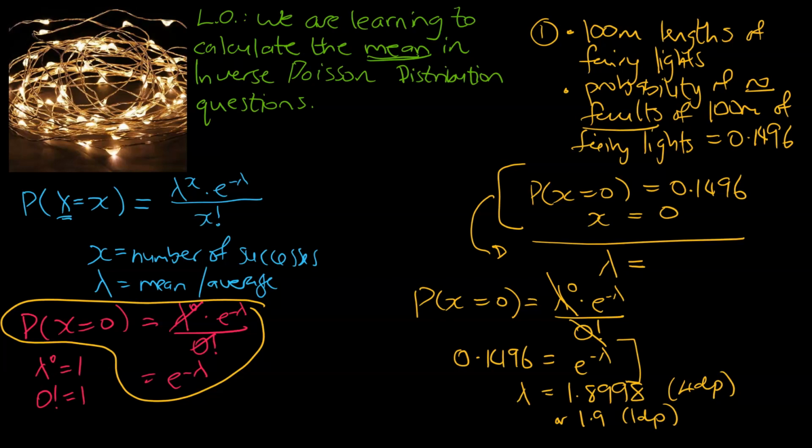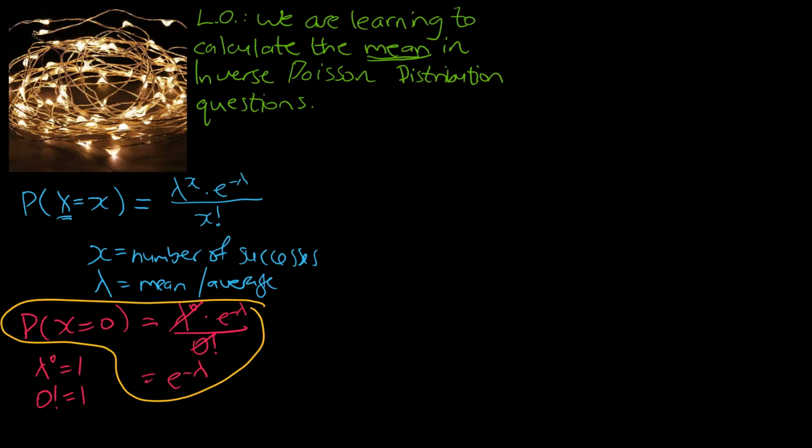So if you haven't got that example down, please do. I'm going to pause the video. I'm going to clear our working and we're going to get into our second example in relation to Poisson distributions and working backwards to find out the mean. Okay, we're back. Hopefully you got that previous example.